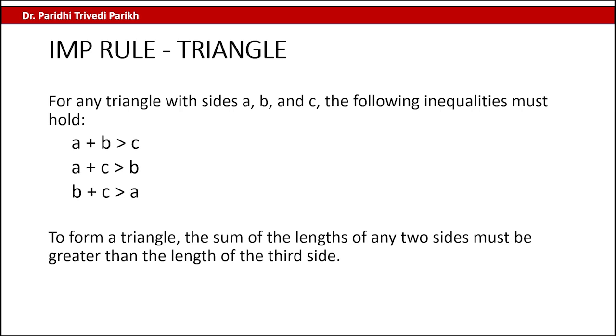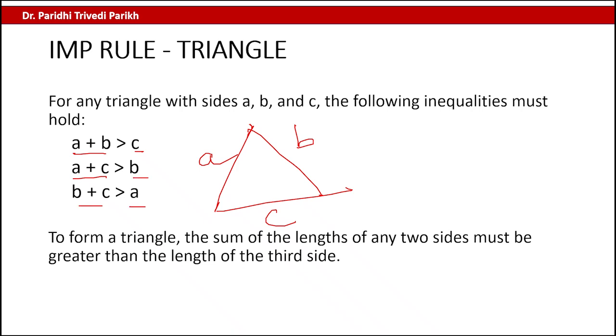Now one important rule: for any triangle with sides A, B and C, the following inequalities must hold. That is A plus B is greater than C. Basically, if this is a triangle with sides A, B and C, then the sum of any two sides of a triangle must be greater than the third side. That means A plus B should be greater than C, A plus C should be greater than B, and B plus C should be greater than A. Then and only then the triangle is possible, otherwise the triangle is not possible.